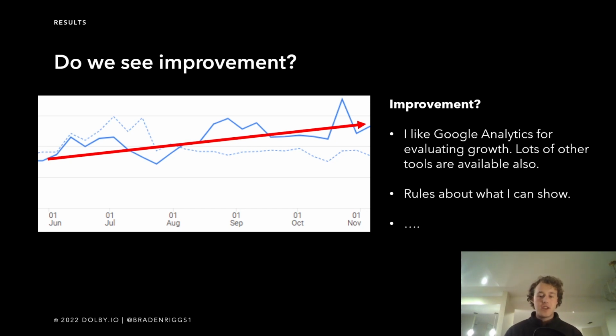So after making these changes, it took a few weeks, but slowly we started to see higher growth in our documentation traffic via Google Analytics. On a side note, I like Google Analytics as a tool for evaluating site traffic, but there are a bunch of other ones out there like FullStory and Hotjar and even HubSpot and things like that.